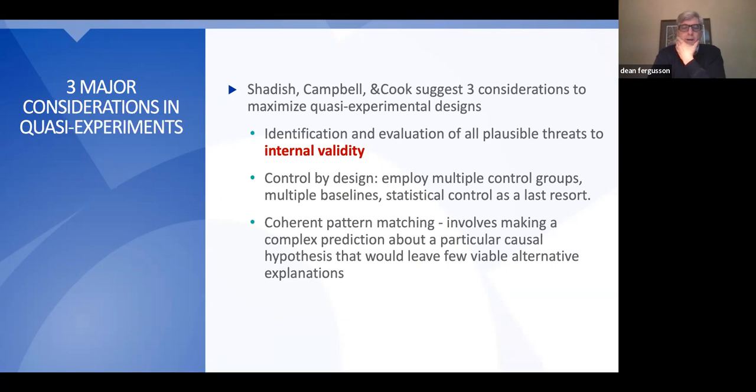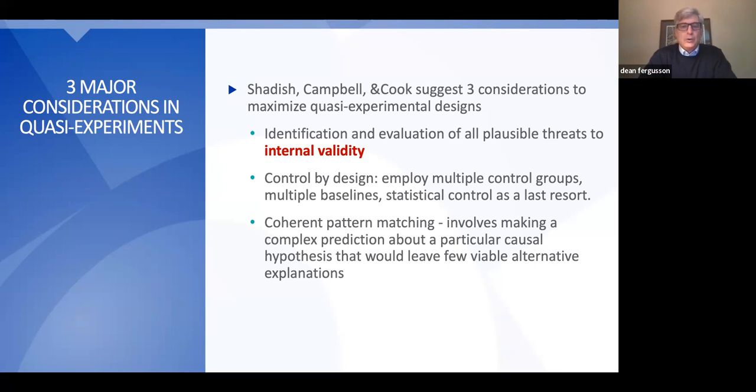In a classic textbook by Shadish, Campbell, and Cook, they suggest three considerations to maximize quasi-experimental designs. They're especially interested in the interrupted time series as being very powerful. What you have to do here is identify and evaluate all plausible threats to internal validity. Again, you don't have randomization to balance known and unknown confounders. There's no blinding, and obviously there's no allocation concealment as well.